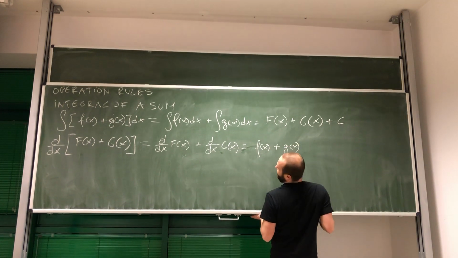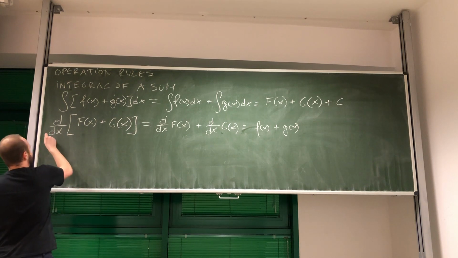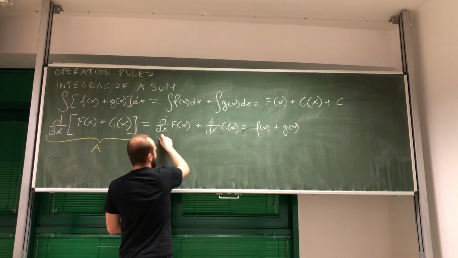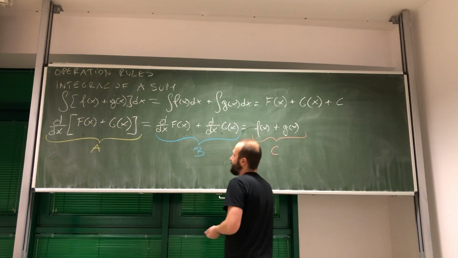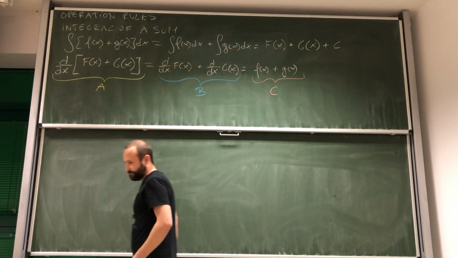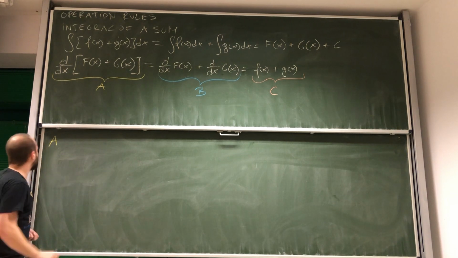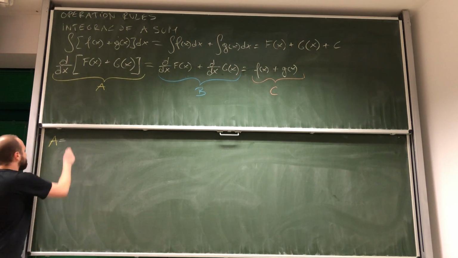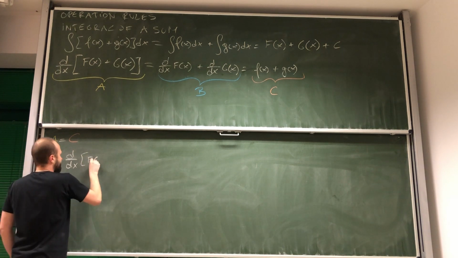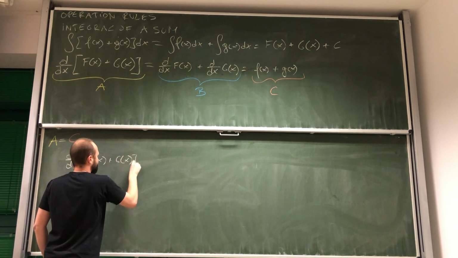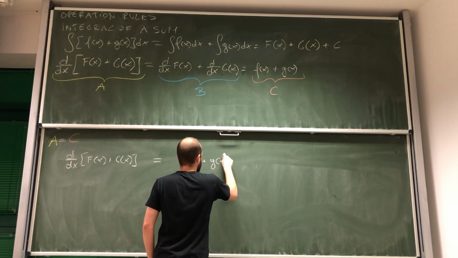g of x. Okay, so now let's name those three and just say this is going to be A, this is going to be B, and this is going to be C. Okay, first, let's start with the fact that A is equal to C. Okay, so I can write that d/dx of F of x plus G of x is equal to f of x plus g of x.